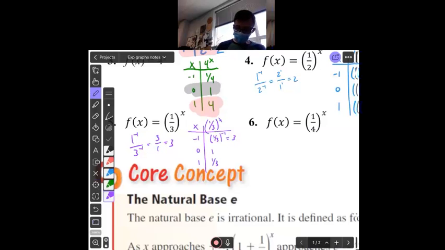So we should be able to do the last one real quick. One-fourth, 1, and then what's that going to give us? Again, 4, right? Okay.